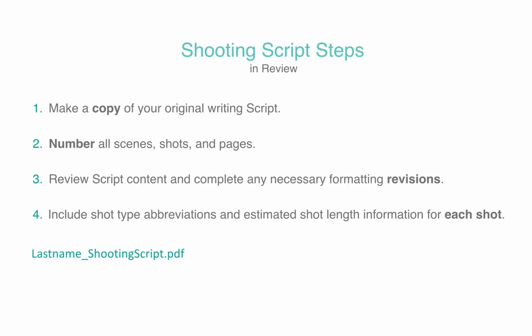As a reminder for your shooting script steps, you want to make a copy of your original script. You want to number all scenes, shots, and pages. You want to review the script content and complete any necessary formatting revisions. And then you want to include the shot type abbreviations and estimated shot length information for every shot. Save it out, last name shooting script PDF.